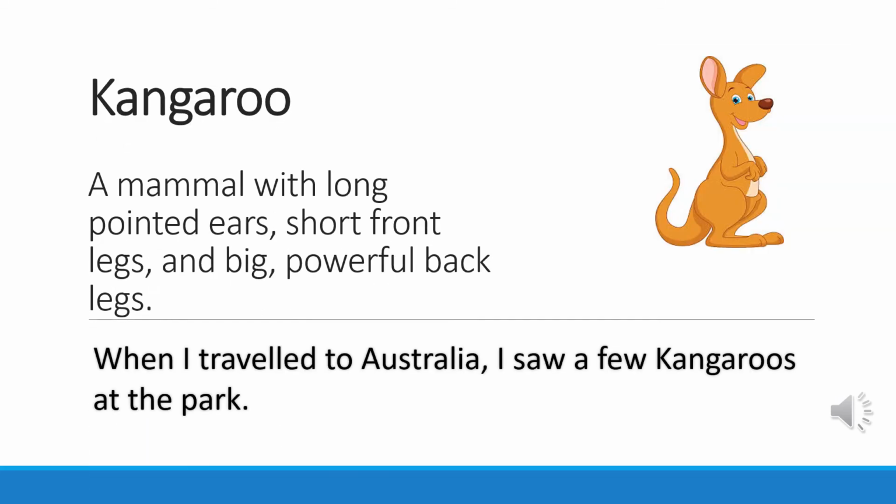Kangaroo. A kangaroo is a mammal with long pointed ears, short front legs, and big, powerful back legs. A sentence would be, when I travelled to Australia, I saw a few kangaroos at the park.